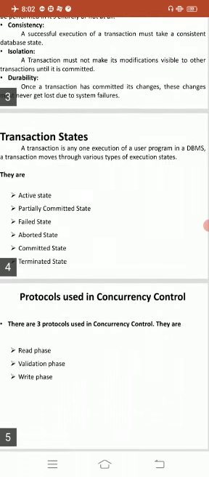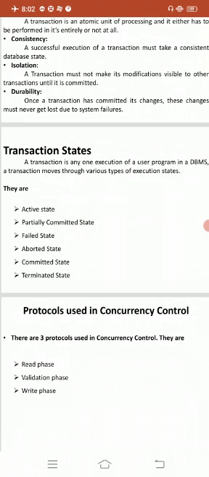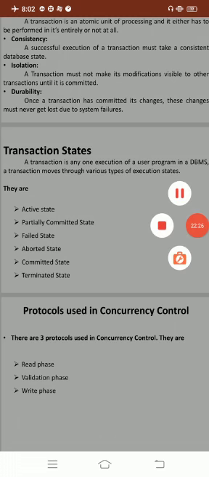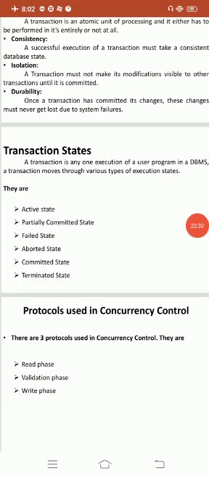What are the states of a transaction? One is called active state, partially committed state, failed state, committed state, aborted state, and terminated state. These are all the states of a transaction.